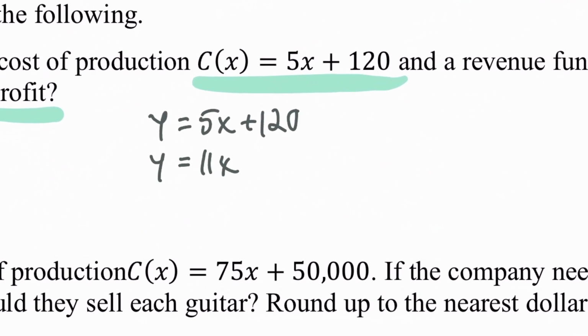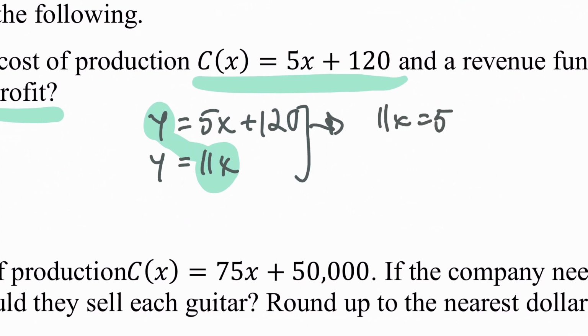And then I can use substitution. Since y equals 11x, I'm going to plug that in right there. And take this system of equations, pair of equations, and go, well, that means I have 11x equals 5x plus 120. And then I can solve that however I want. I guess I'll subtract 5x on both sides. 6x equals 120. Divide by 6 on both sides, so x equals 20.